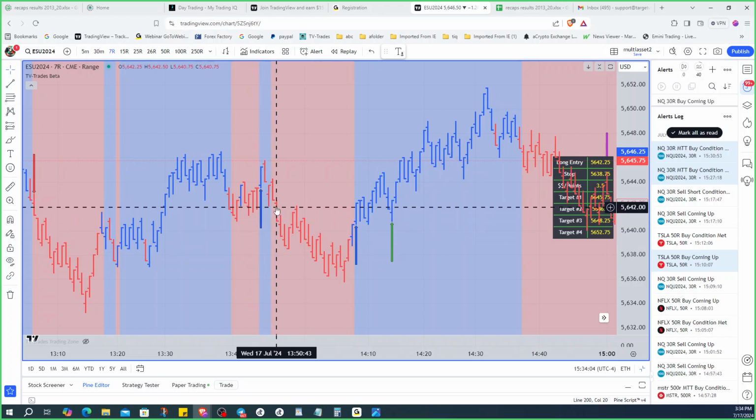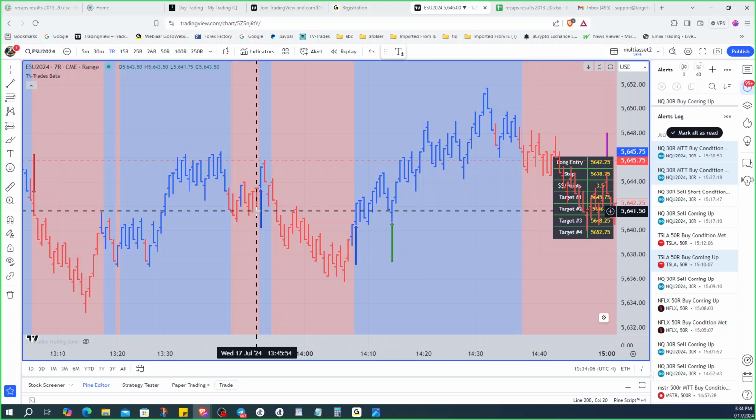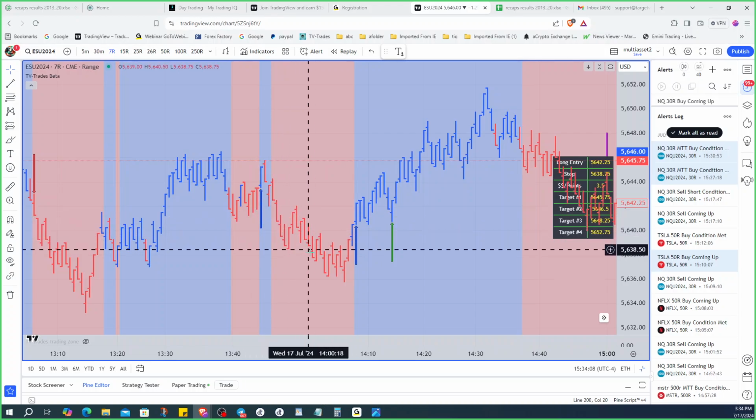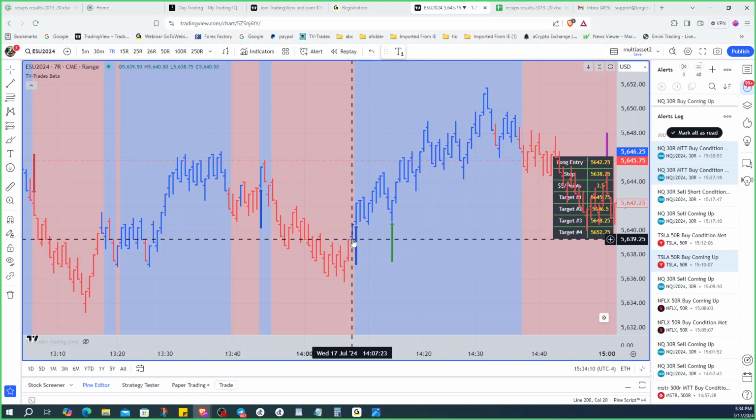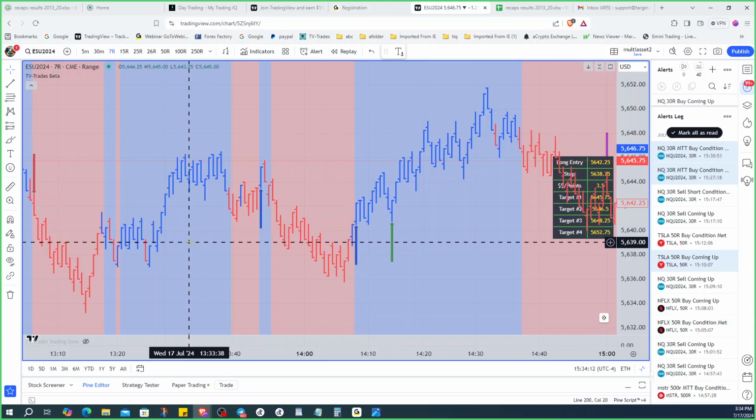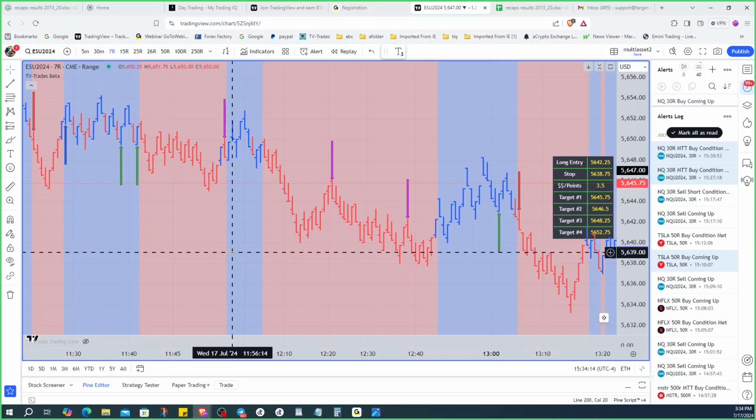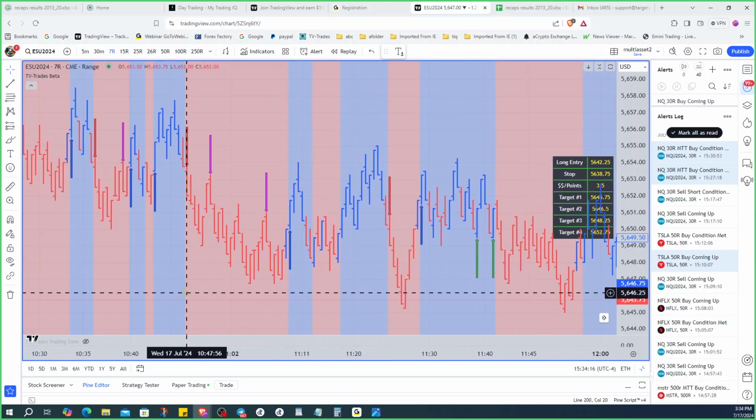But right here, even though it dropped through the stop, which was right here, all the targets were the same until you get your next blue arrow or red arrow, whichever one it is. Over here, let me see if I can find another instance of something like that.